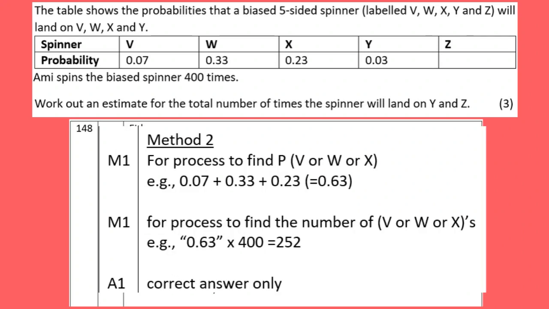The second method involves instead estimating how many times it doesn't land on Y or Z and taking that away from the 400 spins. So we find the probability it lands on V, W or X by adding the first 3 numbers together to get 0.63. Then we find the number that we estimate by timesing by 400 to get 252 lands. We take this away from 400 to get the same 148 that we got from before.